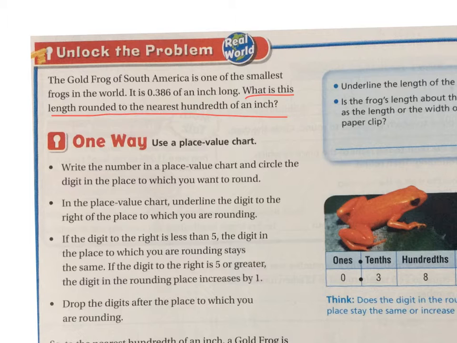The important information that we're going to circle is the exact value is 0.386 inches long. And we want to round it to the nearest hundredth. We want to round it to the hundredths place.